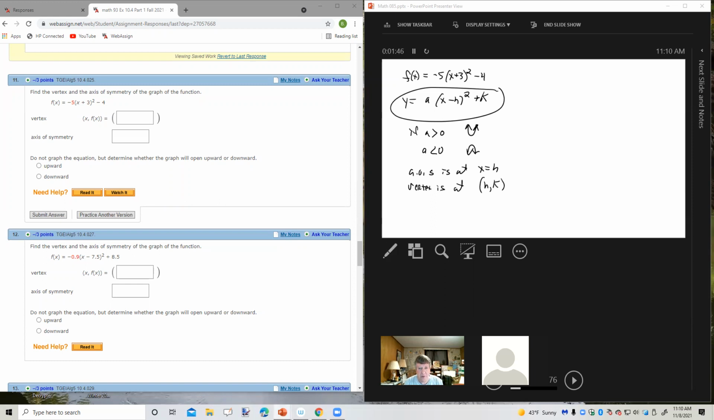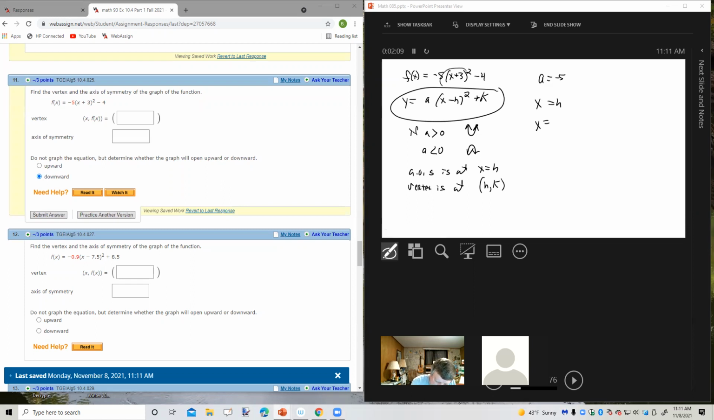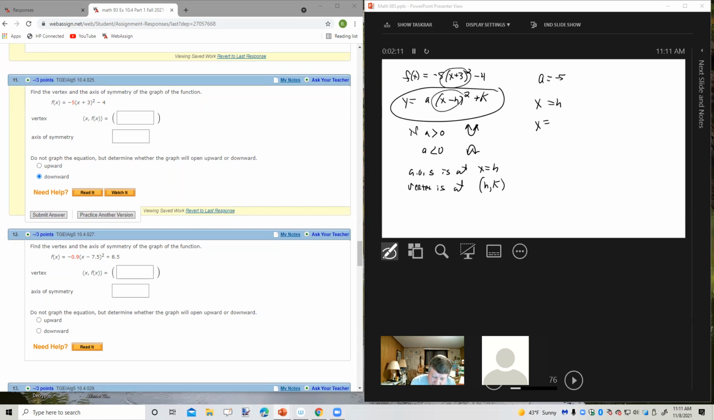All right. So for this problem, a is -5, so this is going to open downwards. The axis of symmetry is at x equals h. So that would be x equals, now careful, if we write this in this form, it's going to be x minus -3, or just take the inverse of what's inside. So instead of a +3, it's going to be a -3.